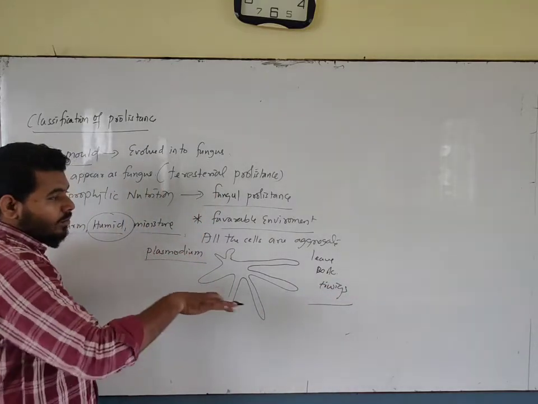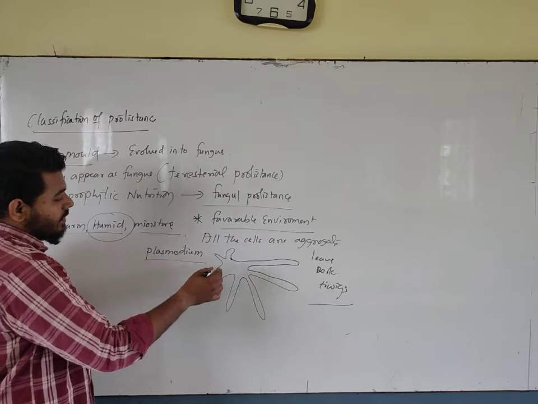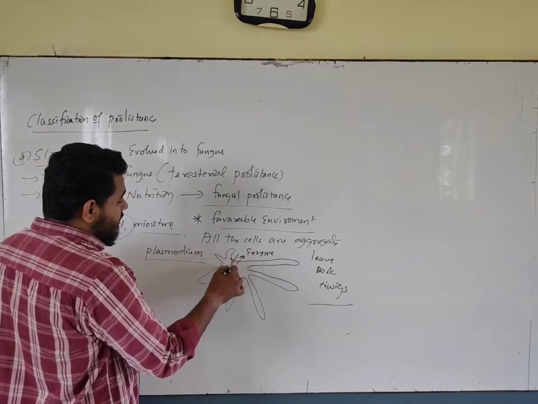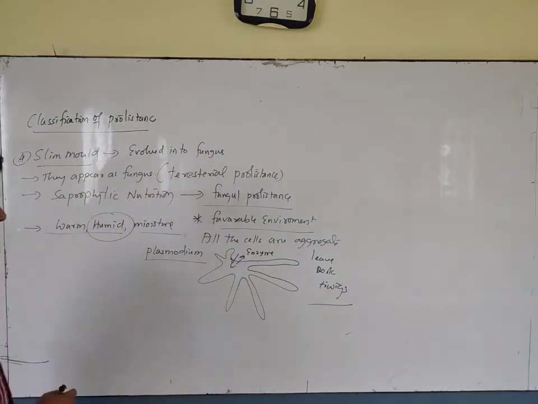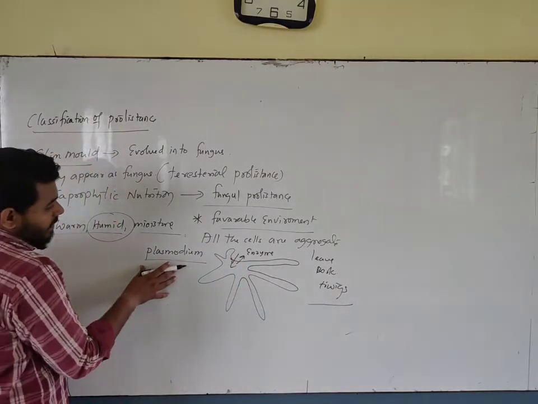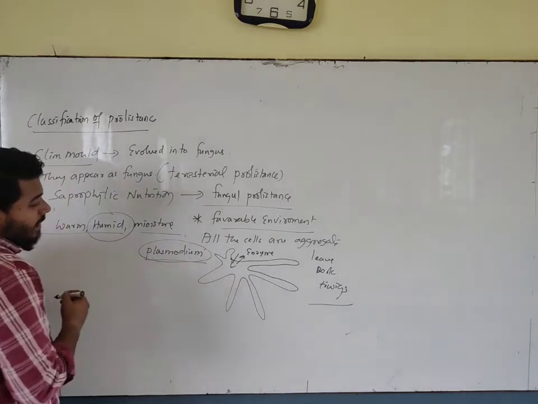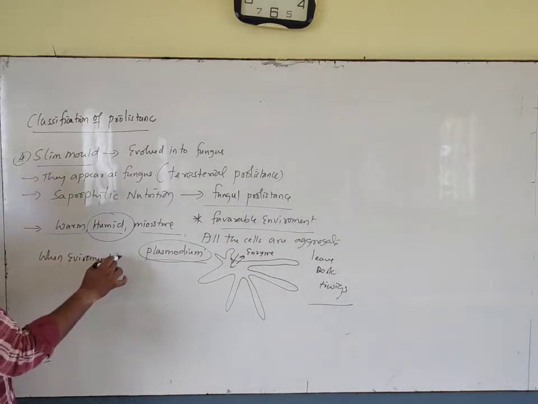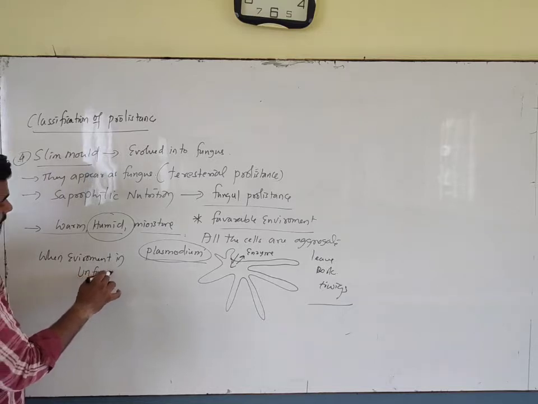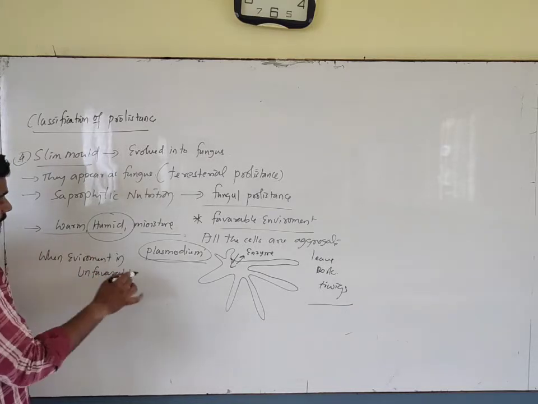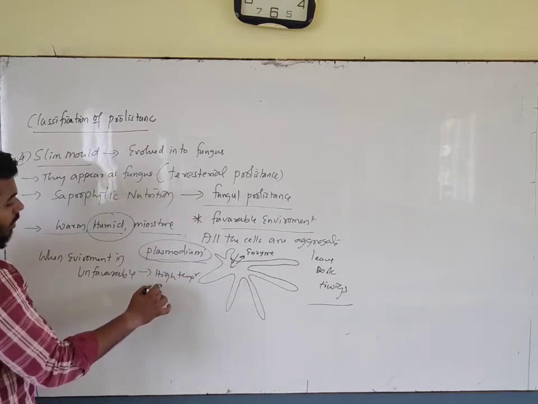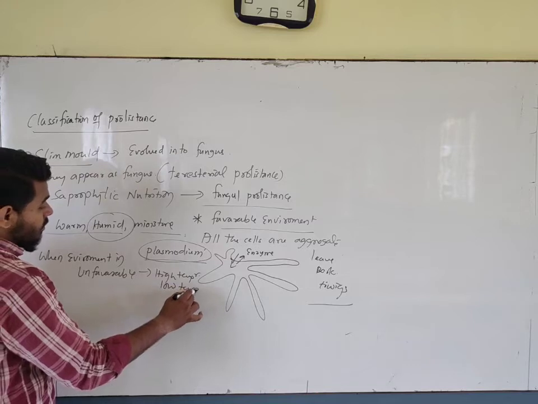So moving on these, saprophytic nutrition means they release enzymes outside the body, digest the food, and take it inside. Okay, so when the environment is favorable they are present in the plasmodium form. When environment is unfavorable, it may be very high temperature or very low temperature, whatever it may be.